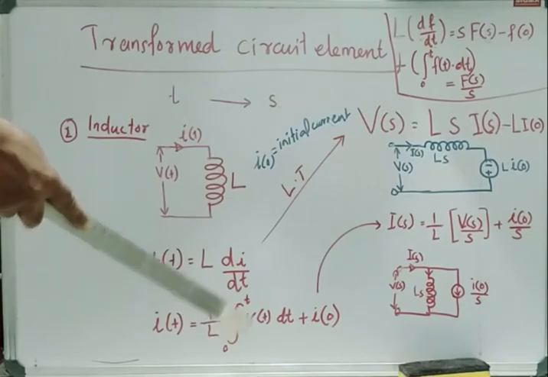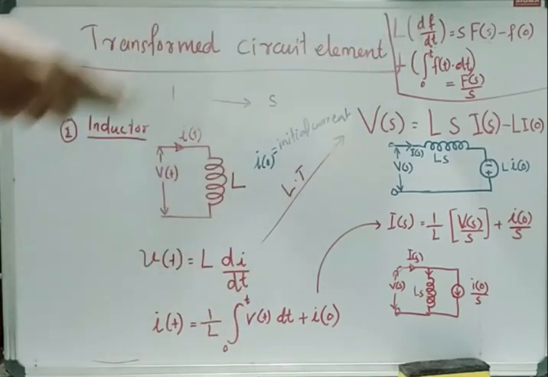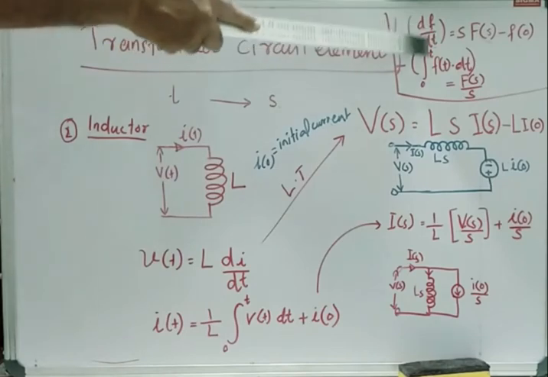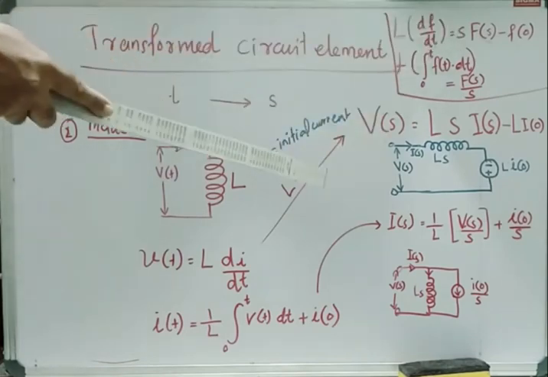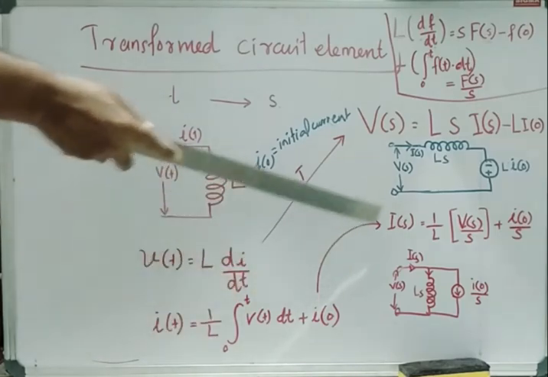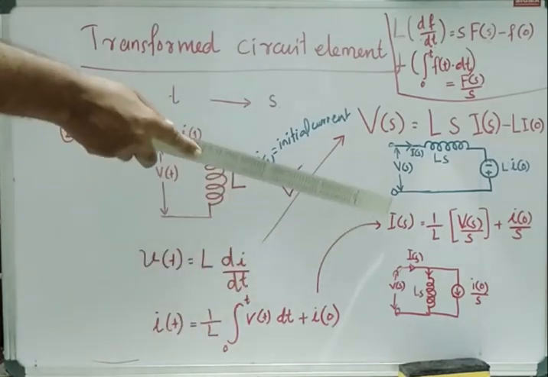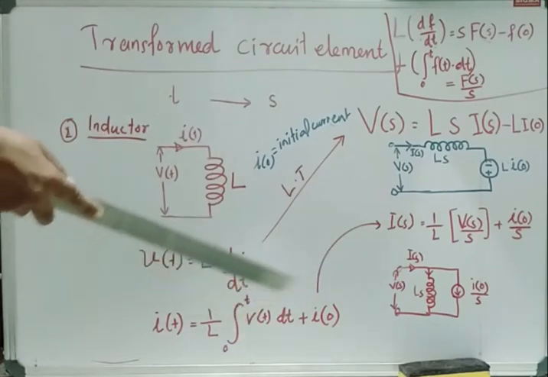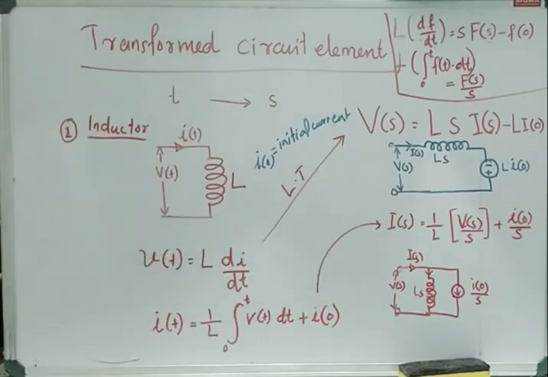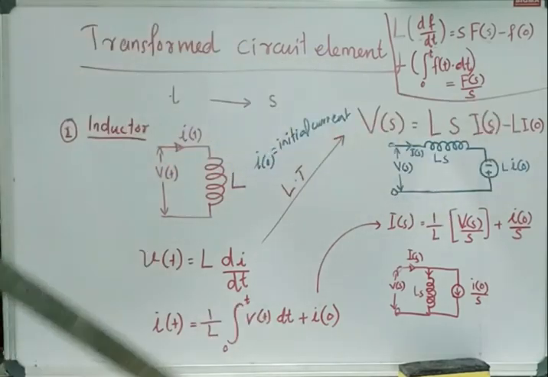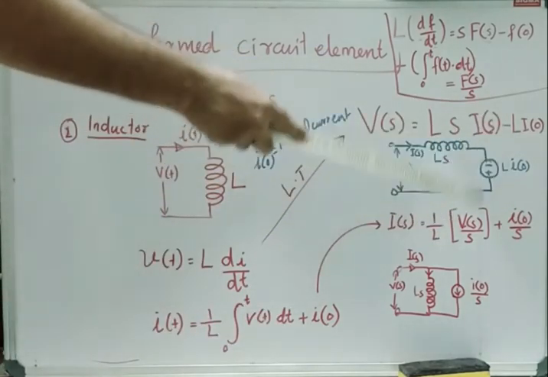In order to find the Laplace transform of an integral, we need to apply this rule, that is, the Laplace transform of integral f of t dt is equal to F of s by s. So the S domain equation corresponding to this equation is I of s is equal to 1 by L times V of s by s plus I of 0 by s. As this current is the sum of two components, each component represents a current.